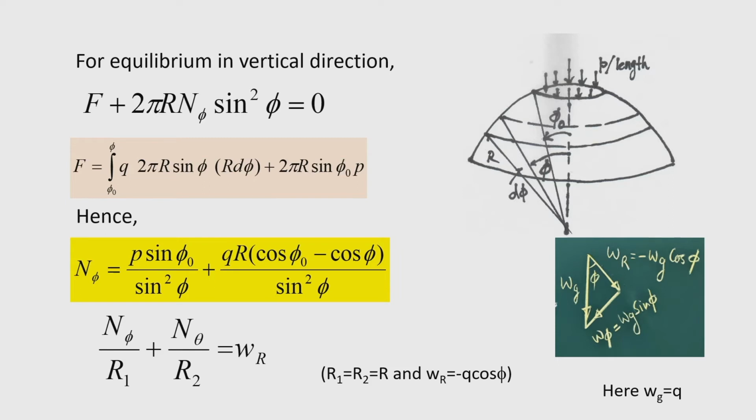Okay. If I see this triangle, the vertical side is represented by the load W g. So, therefore, the radial component will be W r minus W g cos phi. The minus sign is taken because the positive direction of cos phi is in the negative direction of phi. So, therefore, this radial load is taken with a negative sign.